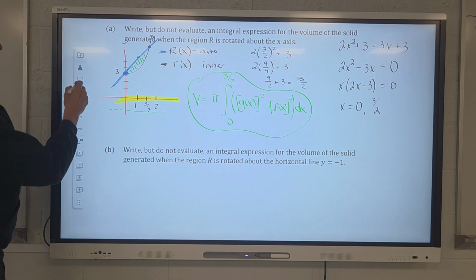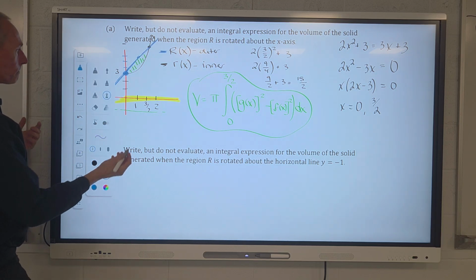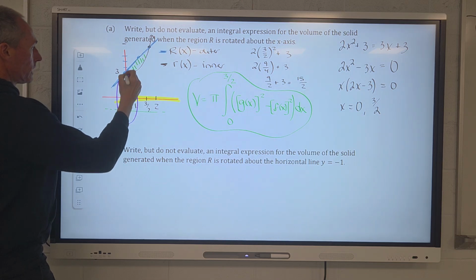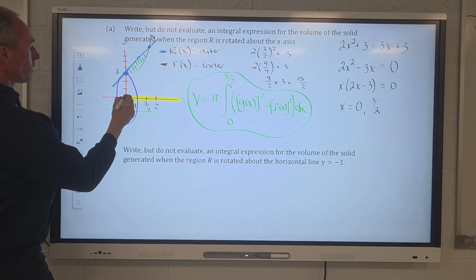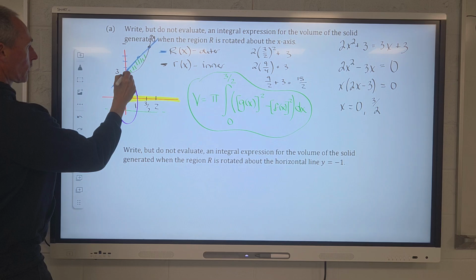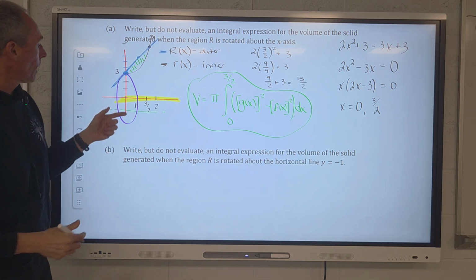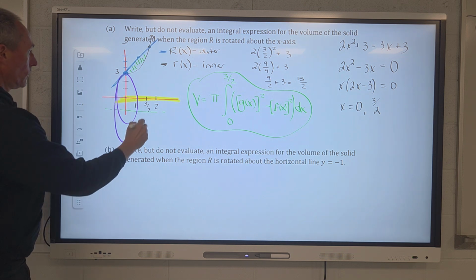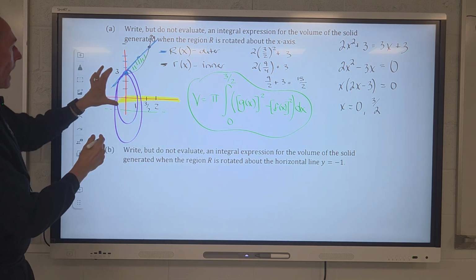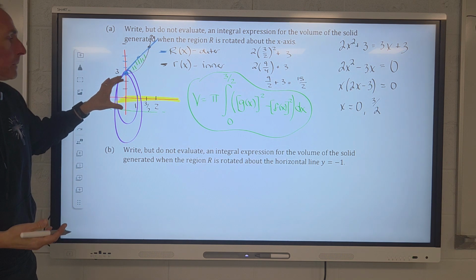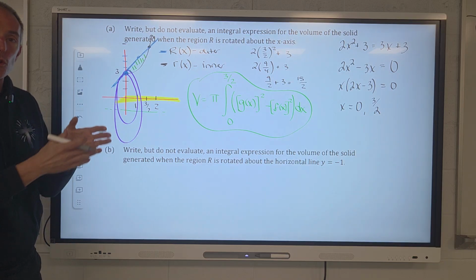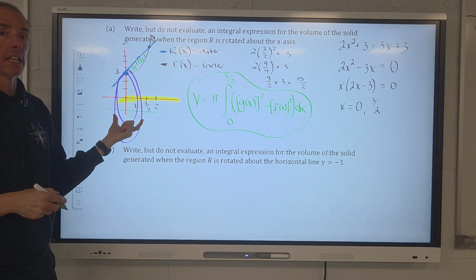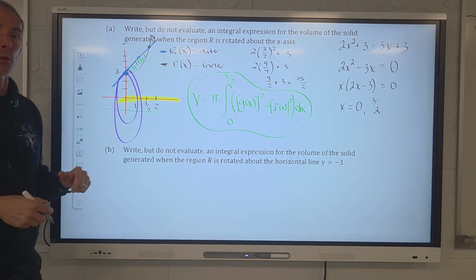Just take y values. If I drew a cylinder here three-dimensionally, if I rotate this thing, notice here the radius would be 3, from 0 to 3. That's it. The problem is now, if that cylinder had to go around -1, well, now it would be 4. Why? Because 3 minus -1 is 4. So you see that subtraction of the line we're revolving around. That's a really key component of our setup, and that's what we're going to do in the next problem.